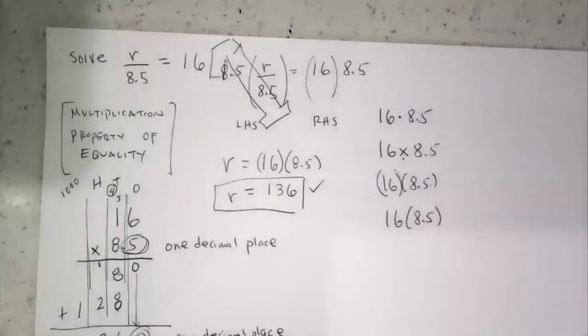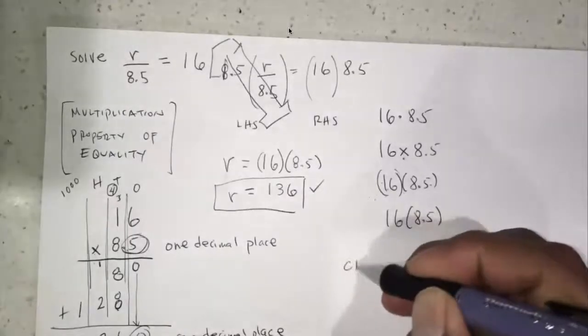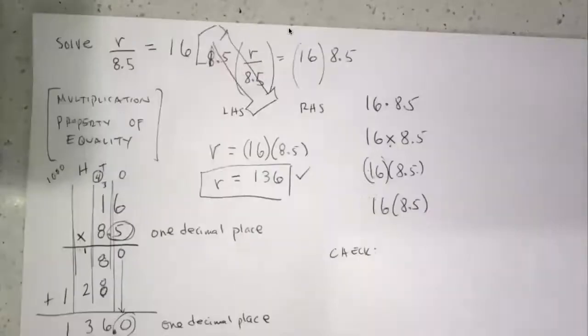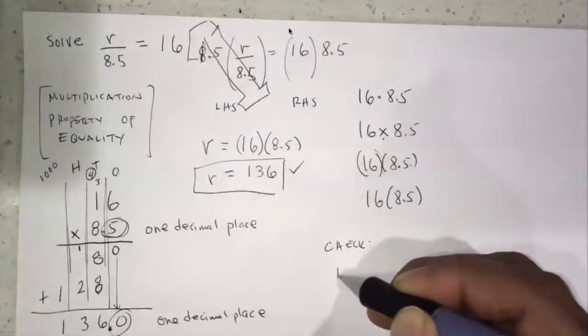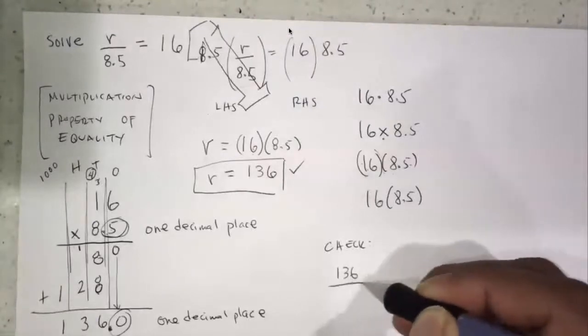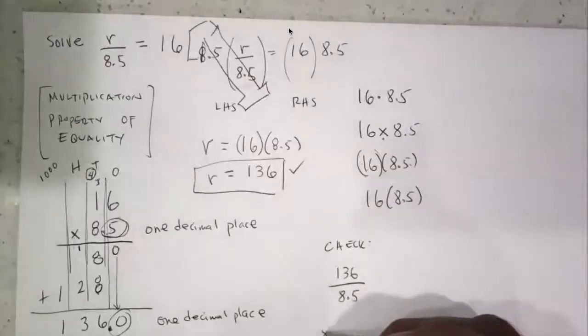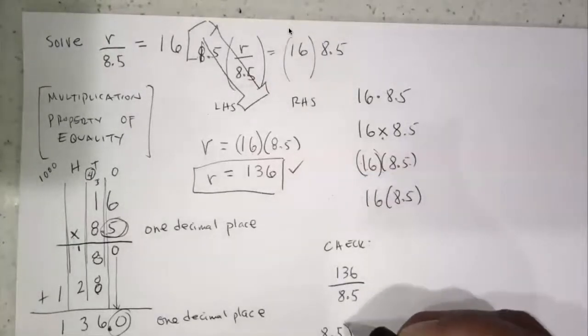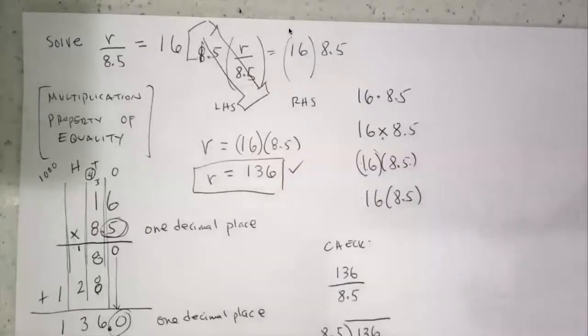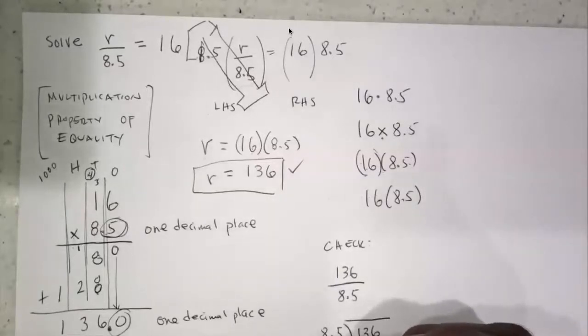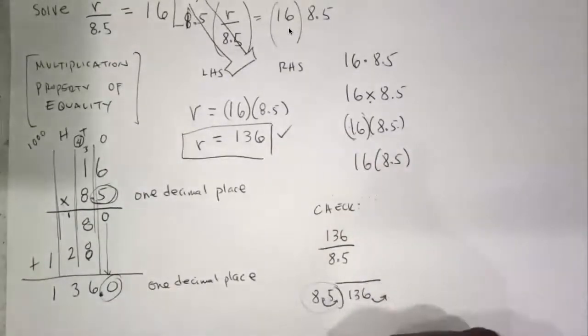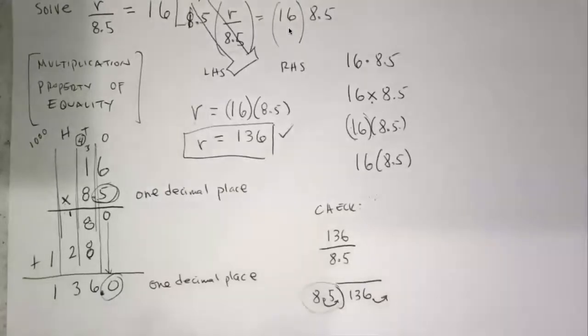So what about the check? You could do the check. 136 fraction bar of 8.5. Remember, 8.5 is your divisor into 136. You have to move the decimal once because we need this to be a whole number. This happens to be 85 divided into 1,360.